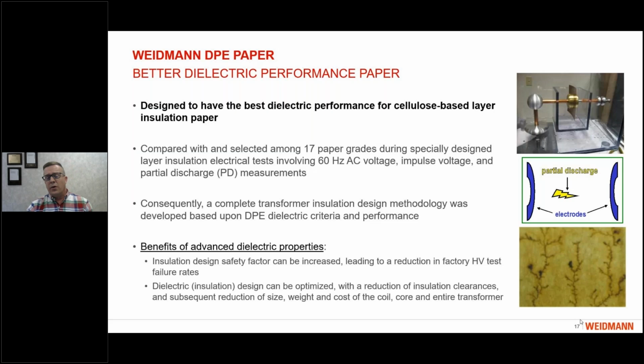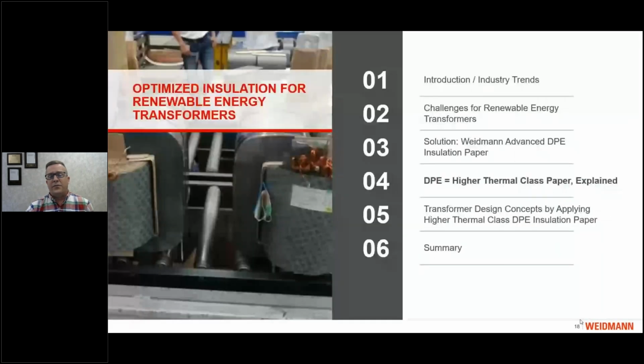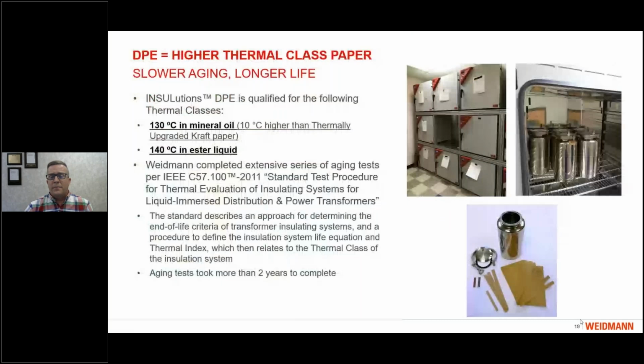And then the fourth benefit of DPE paper, which I'm going to focus on a little more specifically and which will be the subject of the rest of the webinar, is that DPE is a higher thermal class paper. So let me talk a little bit about that. When we talk about DPE being a higher thermal class paper, that means it ages more slowly and has longer life at equivalent temperatures.